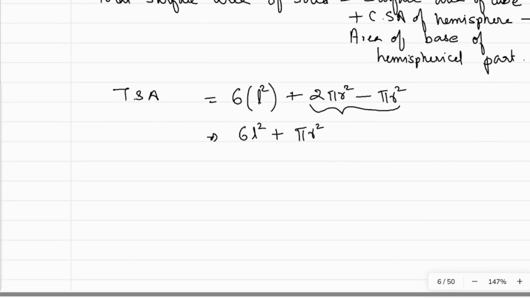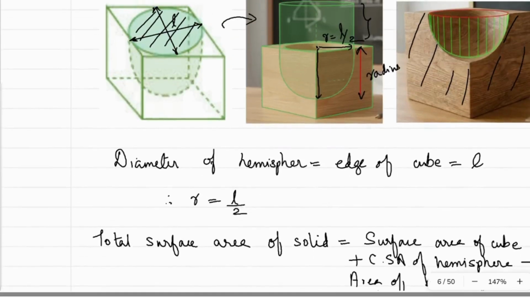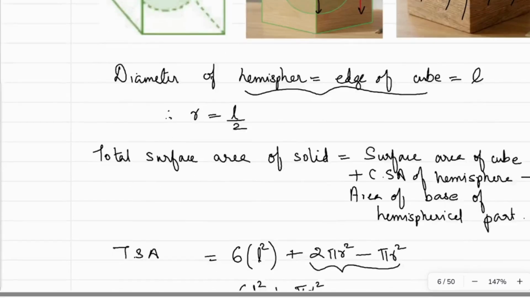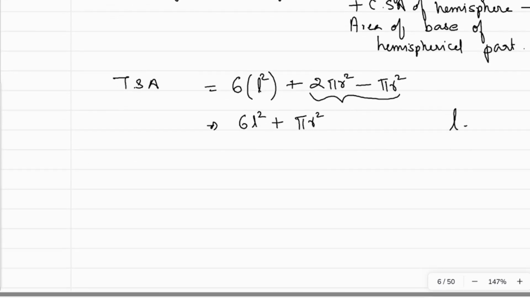So, now what we can do here is, our value equal to how much? 6L square plus pi r square. Now, one more thing from the equation, you can note it down. L equal to how much? If you are observing from here till here, the diameter is equal to the edge, means that length is equal to diameter, right? Here we have written, right? So, L equal to what? L equal to D, which equal to 2R. Clear?